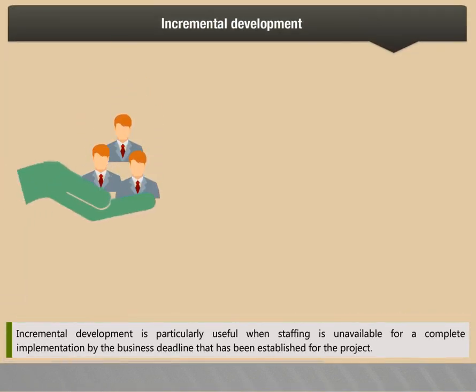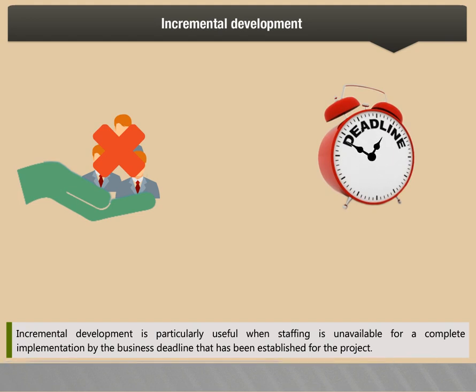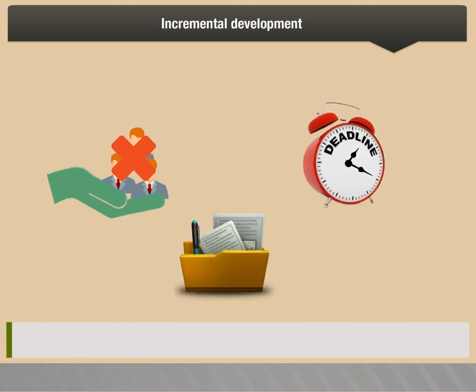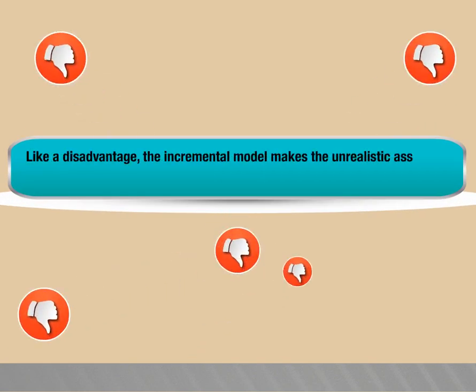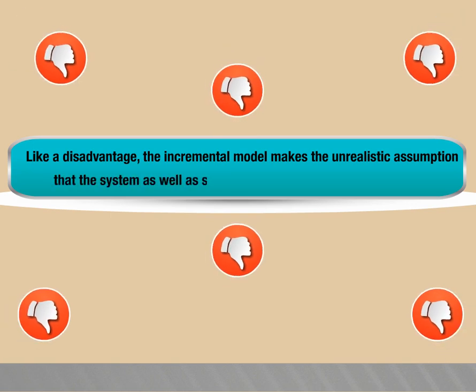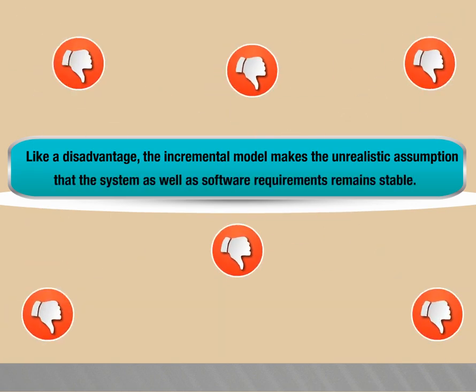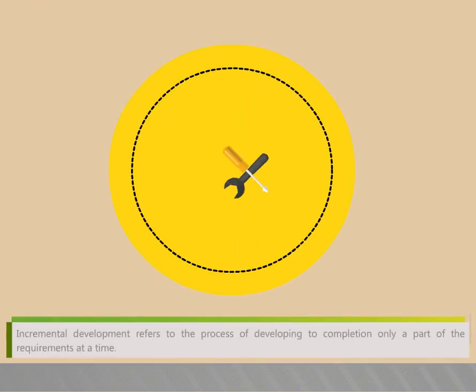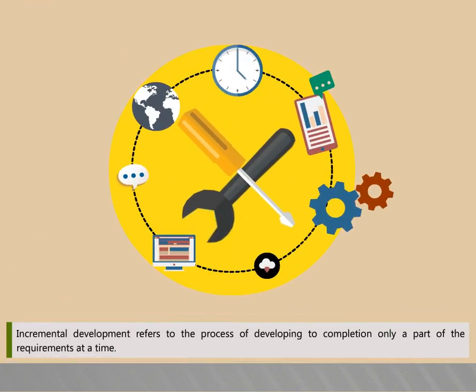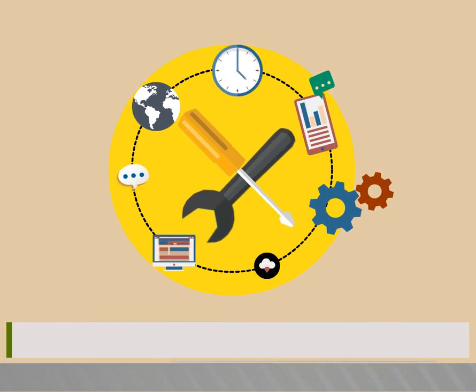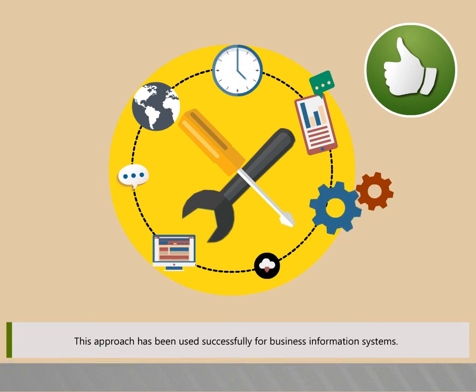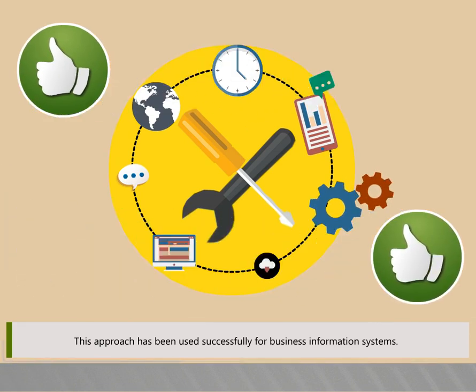Incremental development is particularly used when staffing is unavailable for a complete implementation by the business deadline that has been established for the project. As a disadvantage, the incremental model makes the unrealistic assumption that the system as well as software requirements remain stable. Incremental development refers to the process of developing to completion only a part of the requirements at a time. This approach has been used successfully for business information systems.